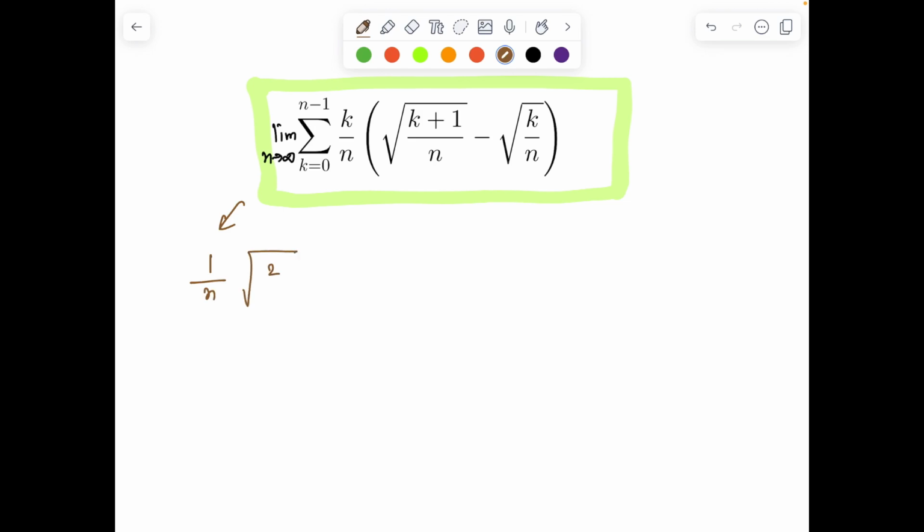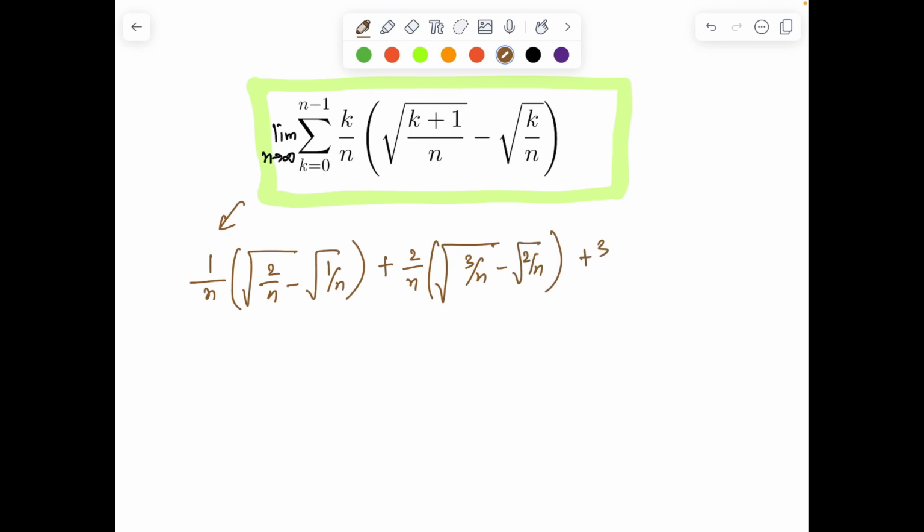k equals 1 will give 1 by n times root over 2 by n minus root over 1 by n, plus 2 by n times the root of 3 by n minus root 2 by n, plus 3 by n under root of 4 by n minus root 3 by n, and so on and so forth.